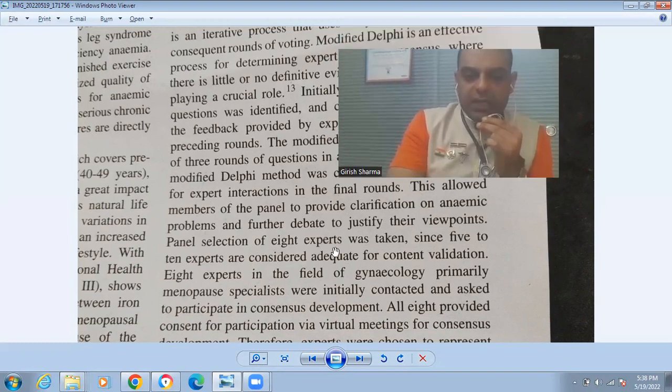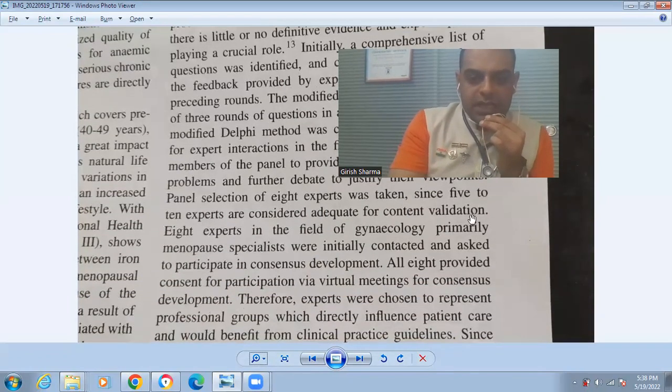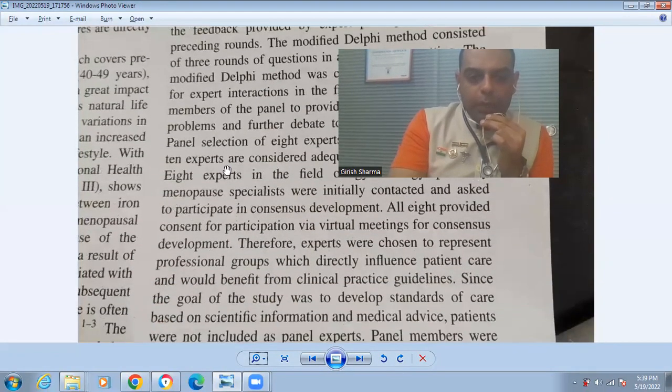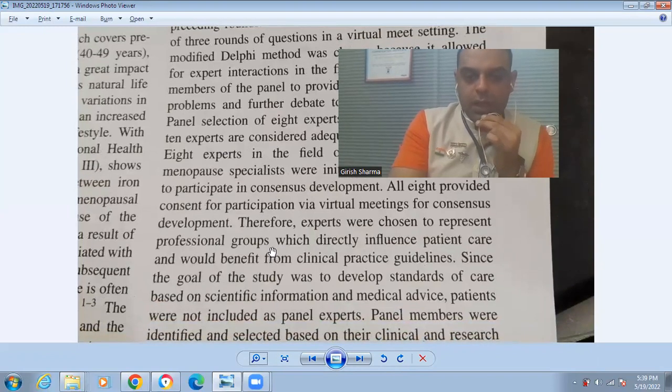Panel selection of 8 experts was taken since 5 to 10 experts are considered adequate for content validation. 8 experts in the field of gynecology, primarily menopause specialists, were initially contacted and asked to participate in consensus development. All 8 provided consent for participation via virtual meetings for consensus development. Therefore, experts were chosen to represent professional groups which directly influence patient care and would benefit from clinical practice guidelines.